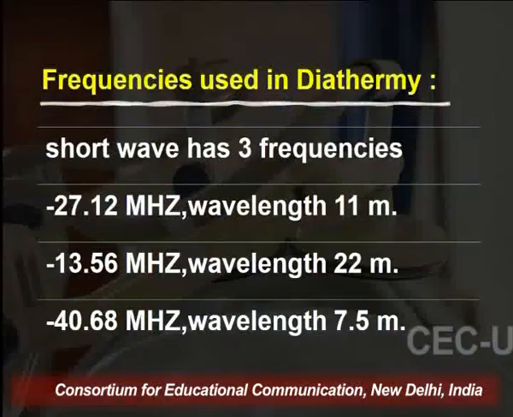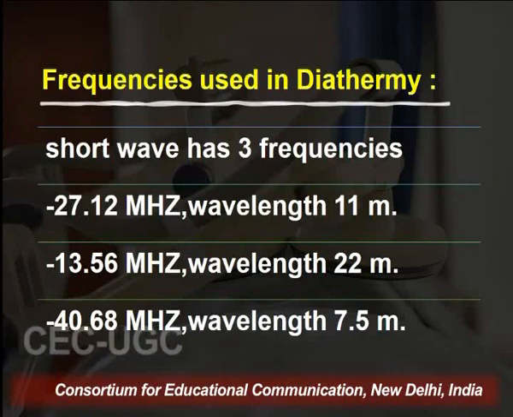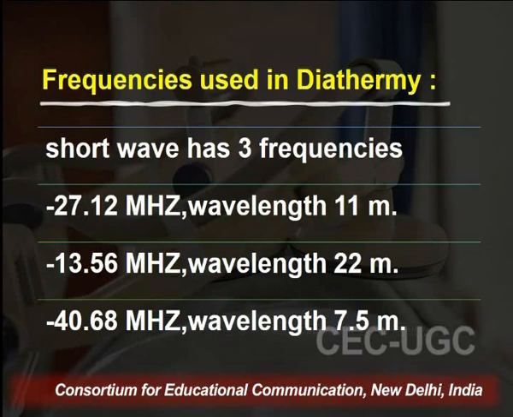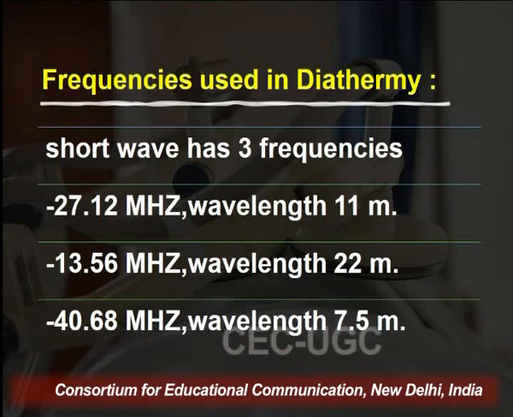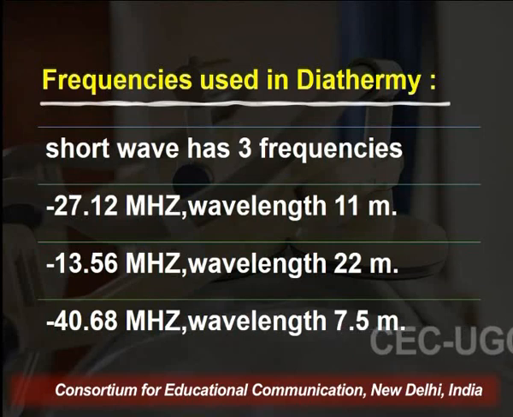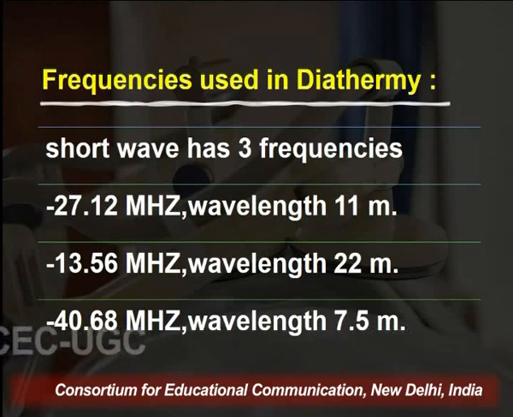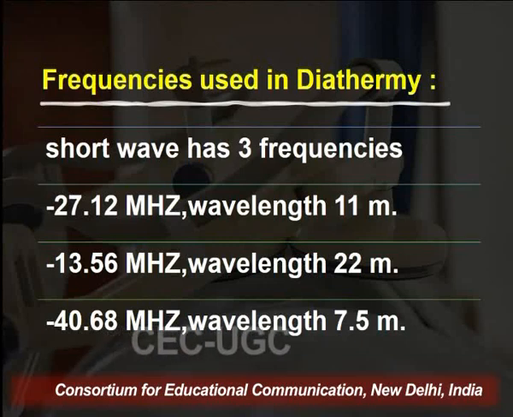So, frequencies used in diathermies: there are three frequencies. One is 27.12 megahertz, wavelength 11 meters. Then 13.56 megahertz, wavelength of 22 meters. Then 40.68 megahertz, wavelength 7.5 meters.